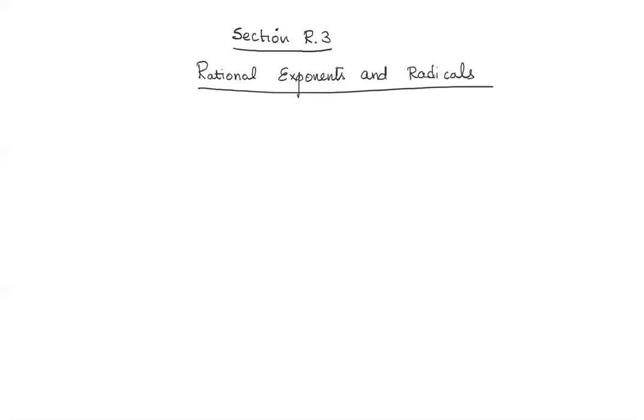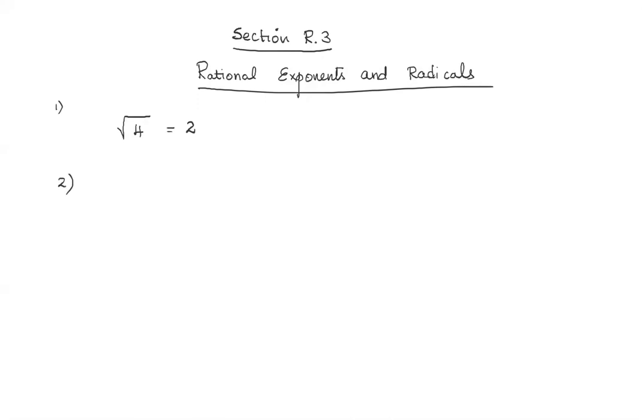So today I'm covering section R3, which is rational exponents and radicals. So we are just seeing some rules. The first one is if n is greater than 1, which is an even integer, and a is greater than 0, then the nth root of a to the nth power is the principal nth root of a. So the example is the square root of 4 equals 2.